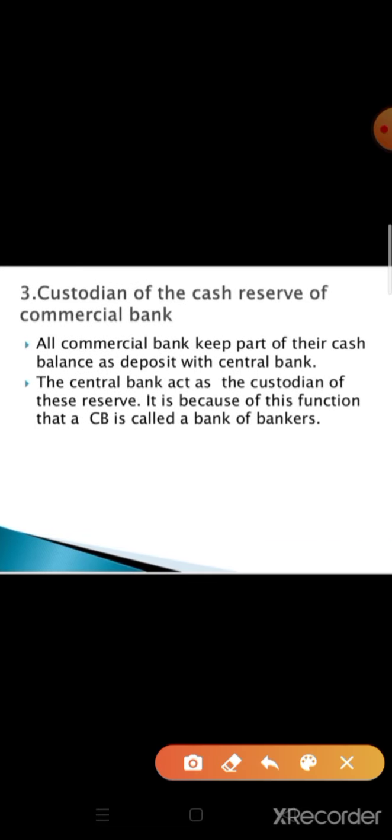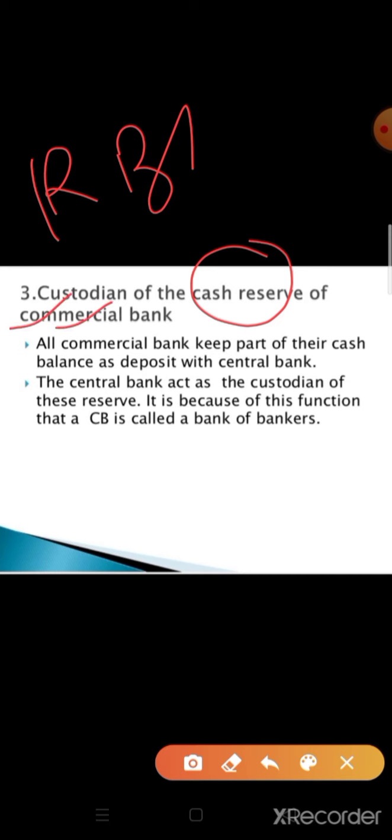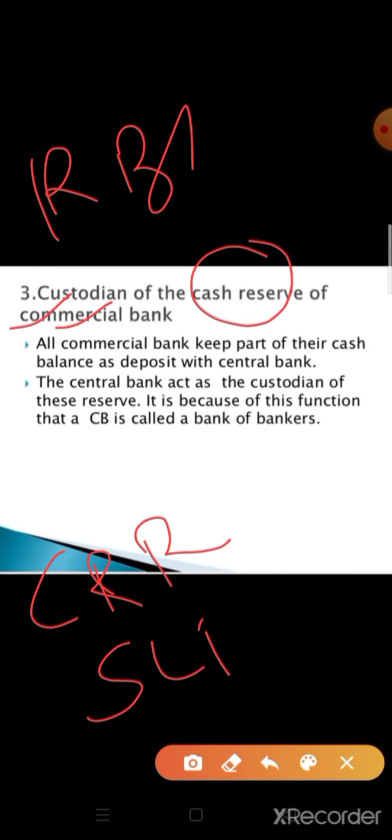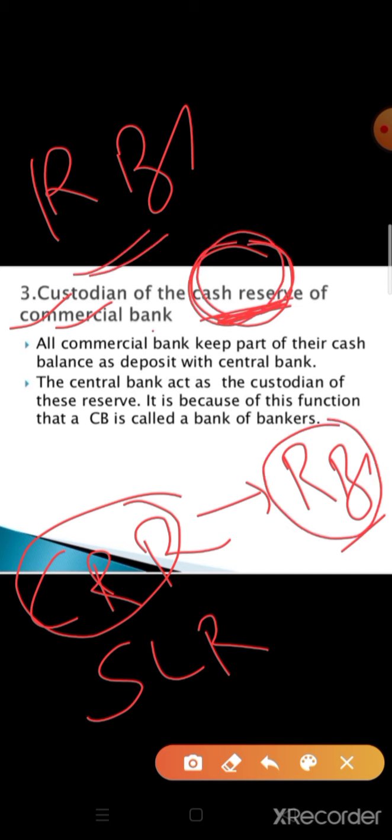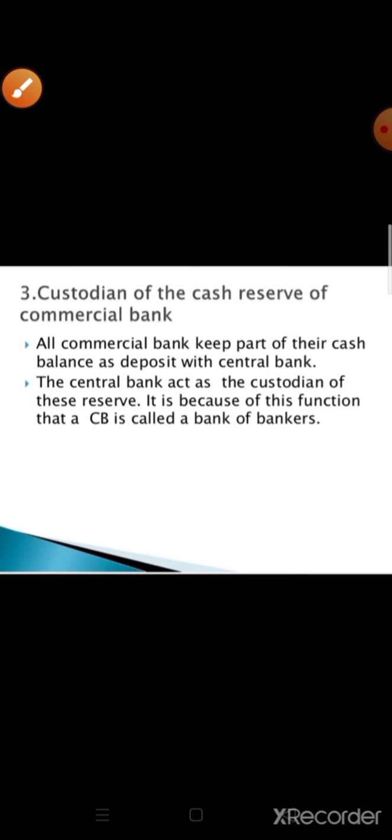Next, custodian of cash reserve of commercial banks. RBI has a right to keep as a custody the reserve of commercial banks. As we have discussed in CRR and SLR, in CRR, commercial banks have to submit some amount of their deposits to RBI as a cash reserve. So, RBI is the custodian of cash reserve of commercial banks, which we have studied in CRR.